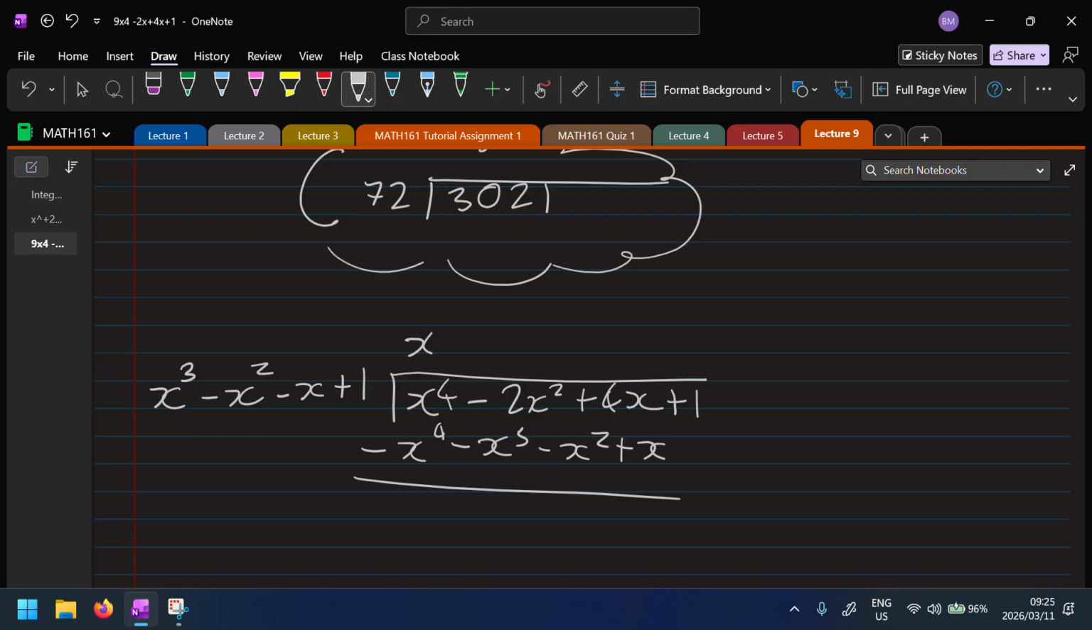Everyone remember that? So now we do the subtraction. X to the 4 minus x to the 4, that's 0. Next one, the x cubed. In the top, there is no x cubed, so it's a 0. 0 minus x cubed is x cubed. Minus 2x squared minus x squared is minus 3x squared.